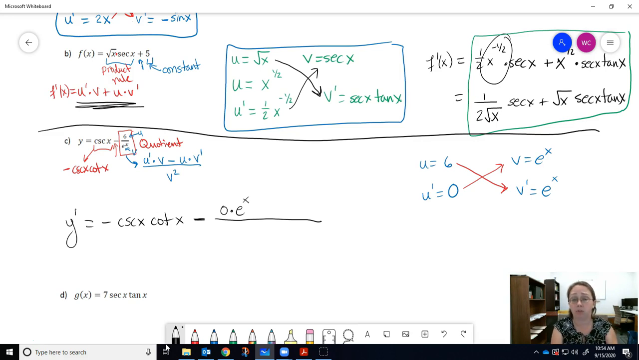You can skip it if you want. Just cross it out. It's gone. But I'm going to go ahead and write it to show my work. U times v prime, that's 6 times e to the x. And all of this is over v, e to the x, squared.